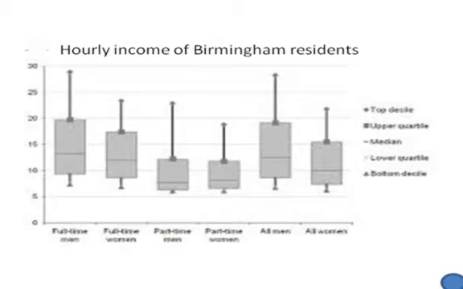That's the lines on the box. So we can see the median value for part-time men is slightly less than the median value for part-time women. So we can use this box and whiskers plot to look at and understand and compare our data.